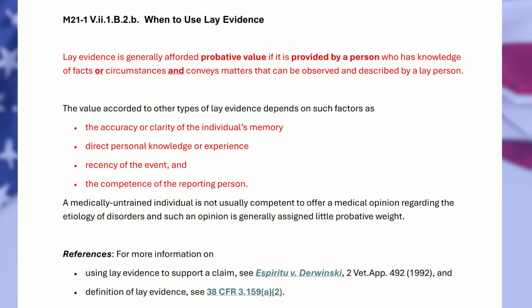So if your wife says, hey, I was married to him the entire time he was in the military and he snored, and he had sleep issues, and I encouraged him to go and get treated, he never did, and now it is progressively worse. Or if your spouse was a female and she snored, okay? That should be afforded probative value because of what? Look at the first and second bullet comment, direct personal knowledge or experience.